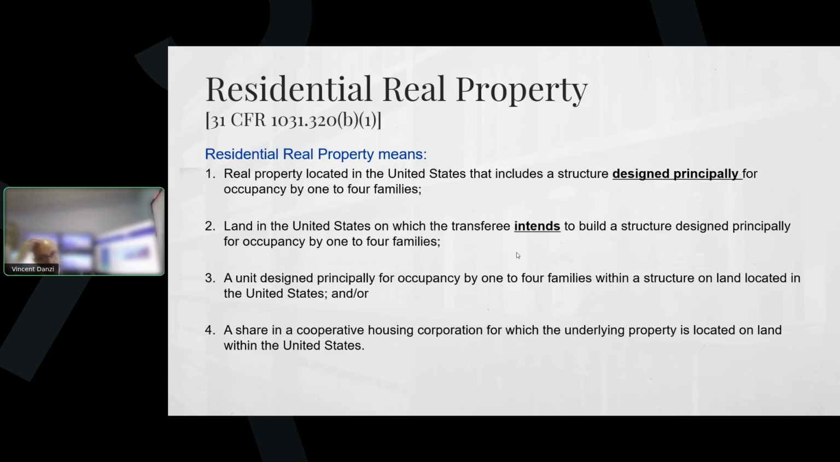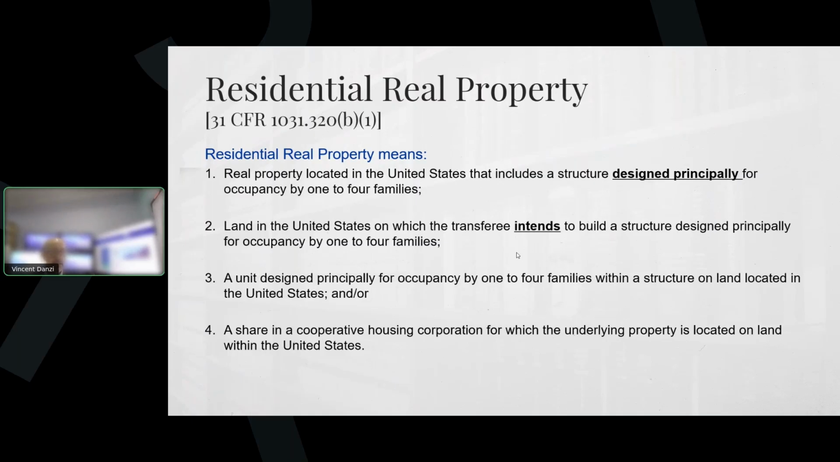So the next concept to become familiar with, and this is a really simple one, is residential real property. If the transfer does not involve residential real property, it's not a reportable transfer. Residential real property is real property located in the United States that includes a structure that's designed principally for occupancy by 1 to 4 families. It includes land in which the transferee intends to build that type of structure. It includes a unit, like a condominium unit, designed for that occupancy, and it includes a cooperative apartment unit.